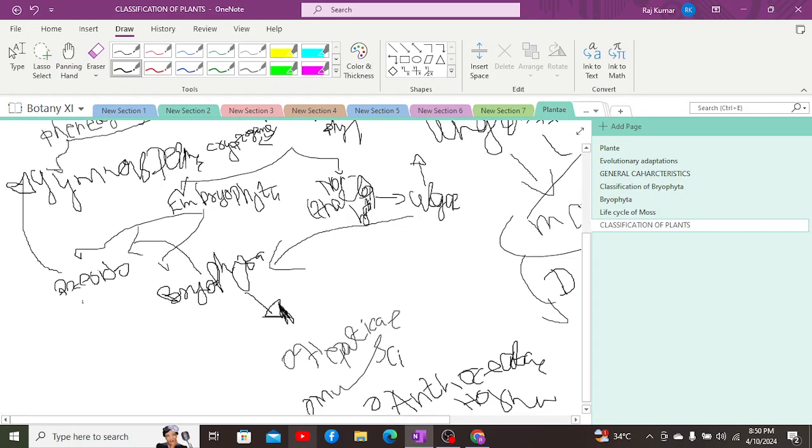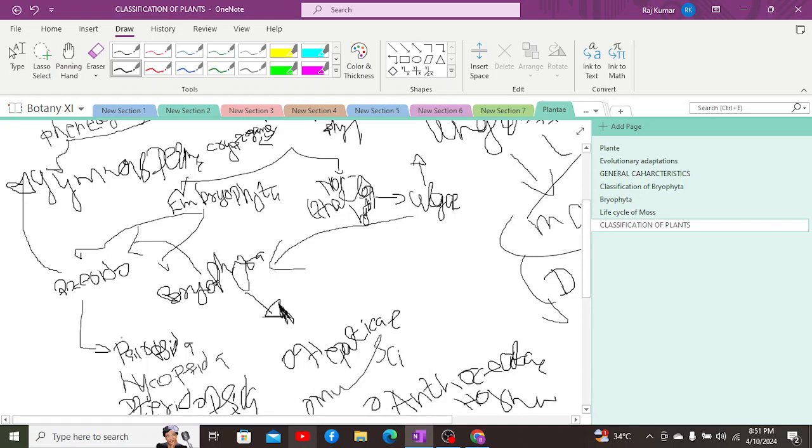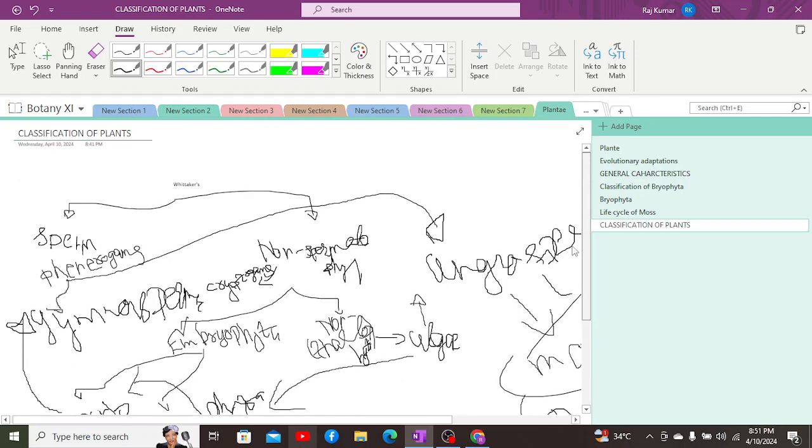And when it comes to the pteridophyta, we have Psilopsida, Lycopsida, Pteridopsida and Sphenopsida. This is what we consider as the earlier Whittaker's classification.